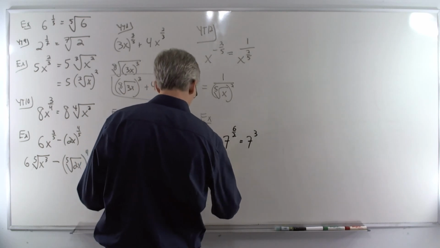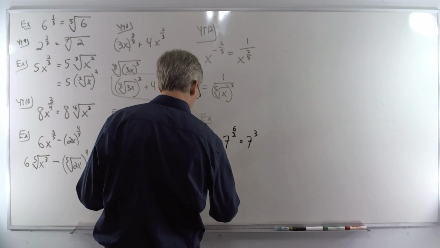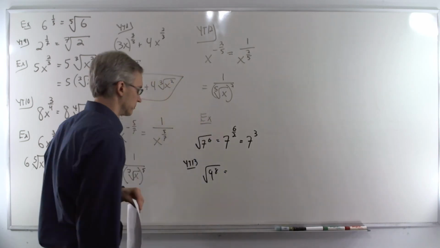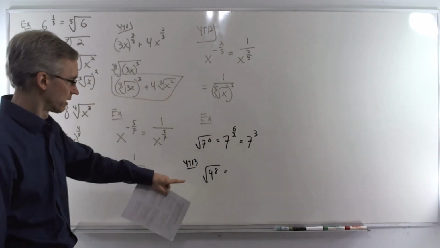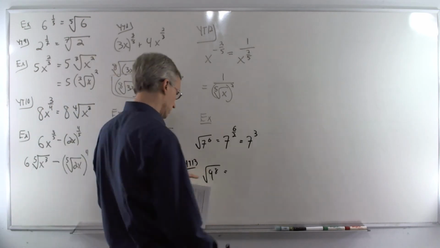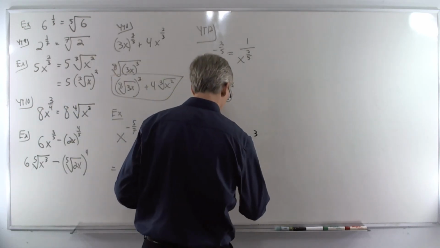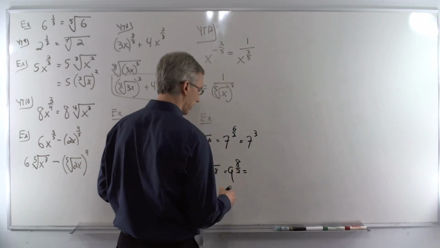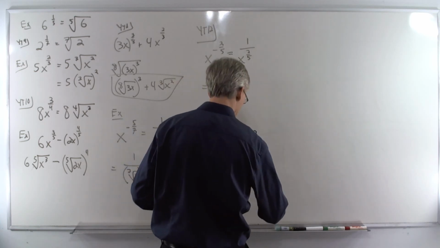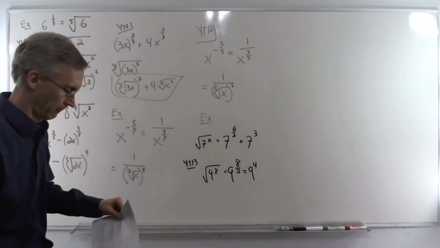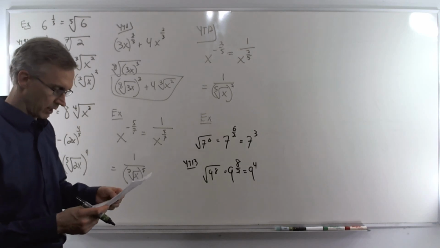Write the square root of 9 to the 8th power as an exponential. All right, again, the implied index is 2. So that gives us 9 to the 8 over 2 power. 8 divided by 2 is 4, so that is 9 to the 4th power. All right, next example.